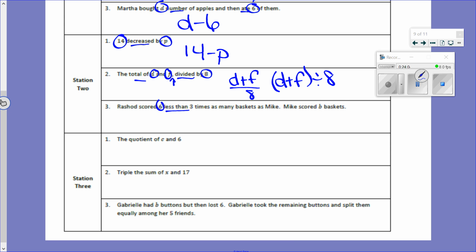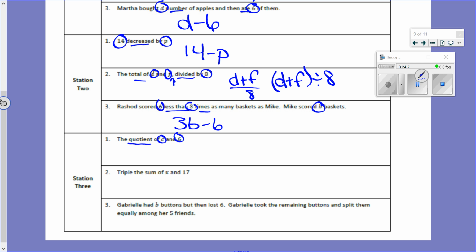Okay, Rashad scored 6 less than 3 times as many baskets as Mike, which was B. So 3 times B minus 6. Yep, again, a flipping phrase. The minus 6 has to come after. So if it has something that should be underlined, and then says then, it's a flipping phrase, right? Pretty much, yes.